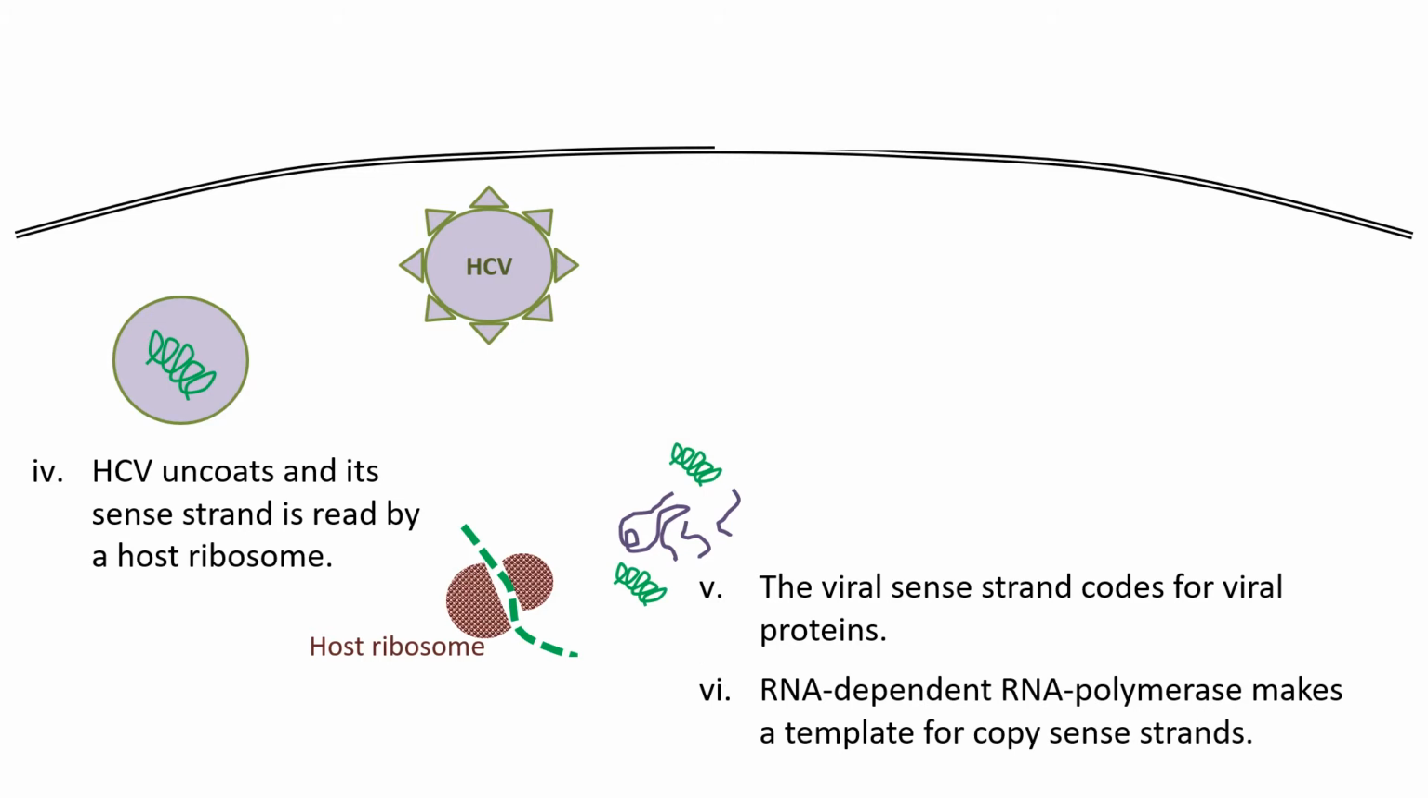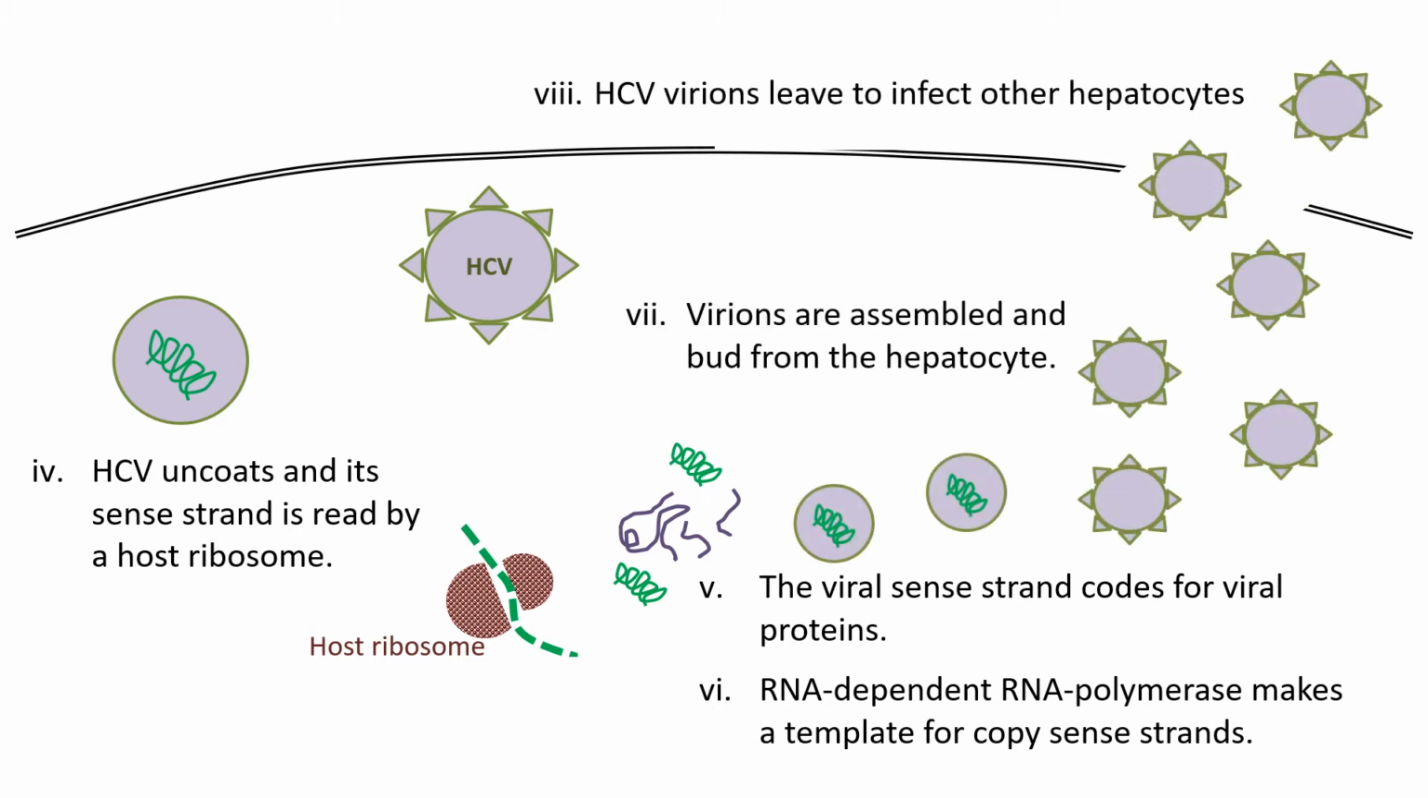We need the nucleic acid though, of course, because we need more copy sense strands for the virions. So RNA-dependent RNA polymerase makes a template to then form these copy sense strands. The virions are assembled, they bud from the hepatocyte, and of course once they're free they can go off and infect other hepatocytes.